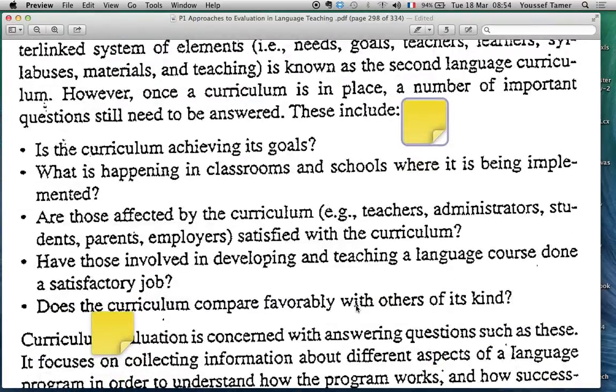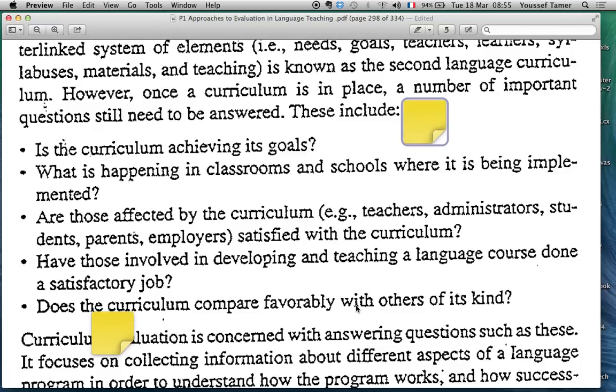Are those affected by the curriculum satisfied with it: the teachers, the administrators, students, parents? Now, for example, concerning ELT in Morocco, you know that there are different types of textbooks. With some textbooks, teachers and students are satisfied, but there are other textbooks about which teachers and students, especially teachers, are not satisfied. So this leads us into this kind of evaluation.